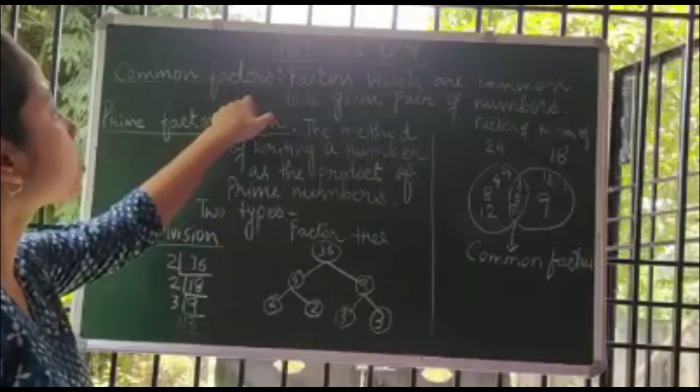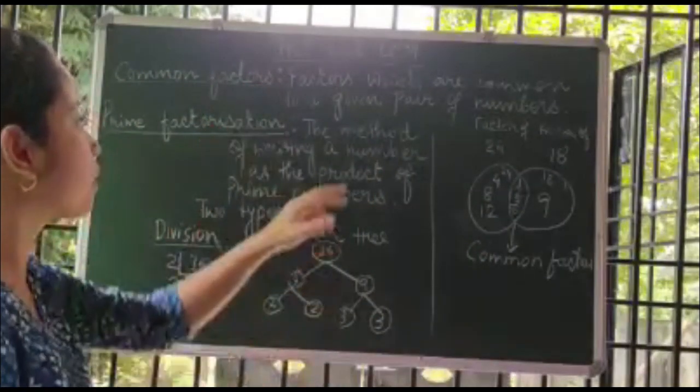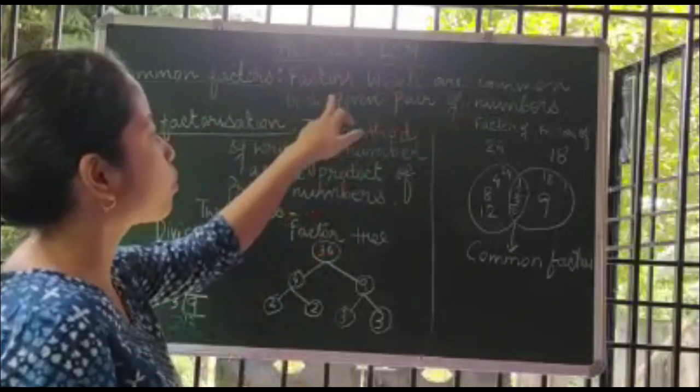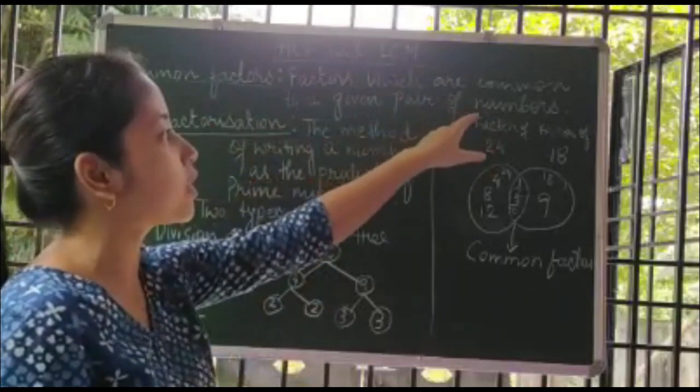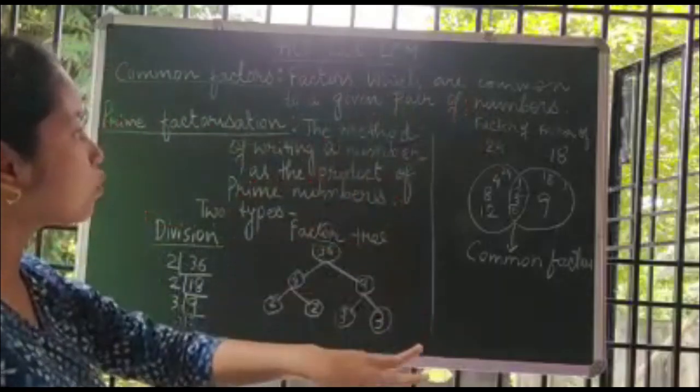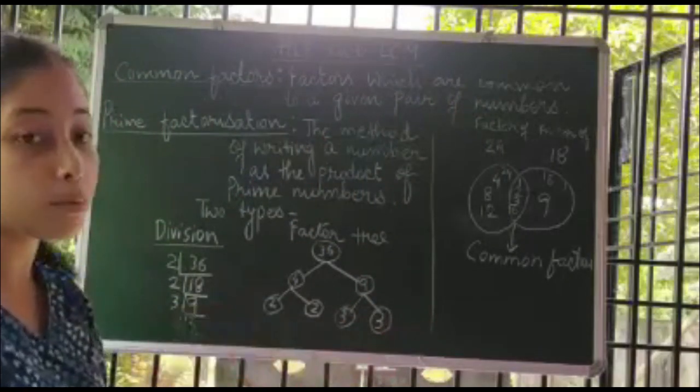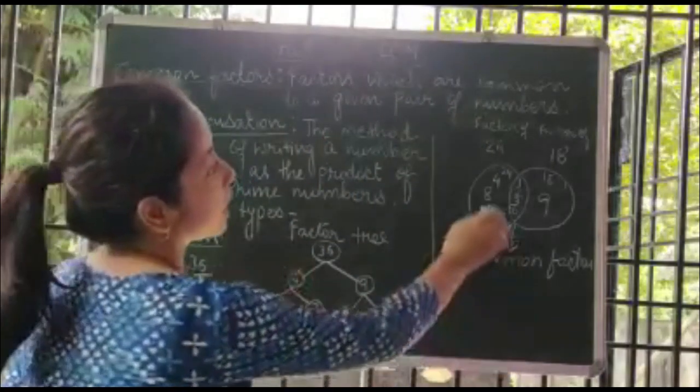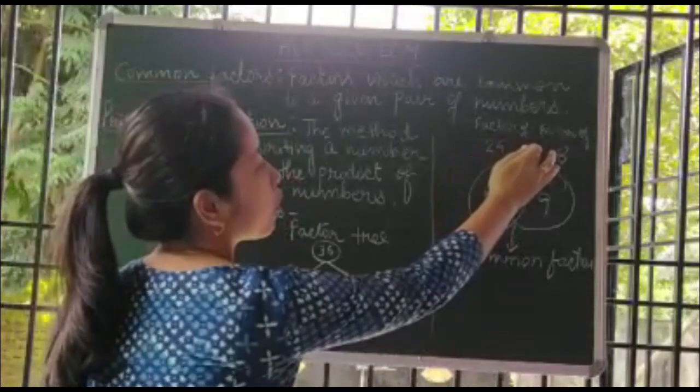What do you mean by a common factor? Factors which are common to a given pair of numbers. That means we have to take a pair of numbers, and from those two numbers we will see what the common factors are. For example, let us take two numbers, 24 and 18.